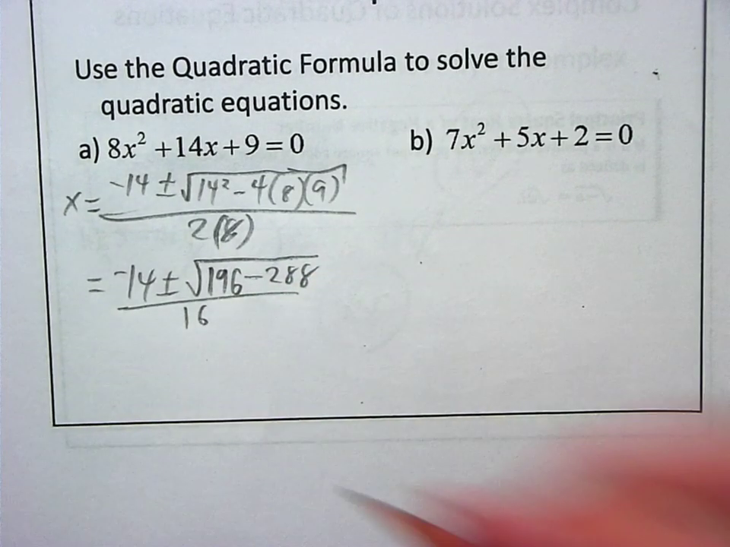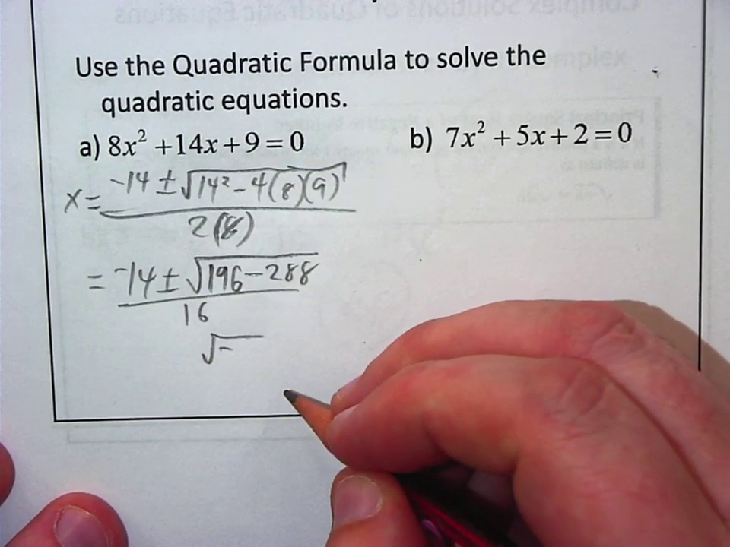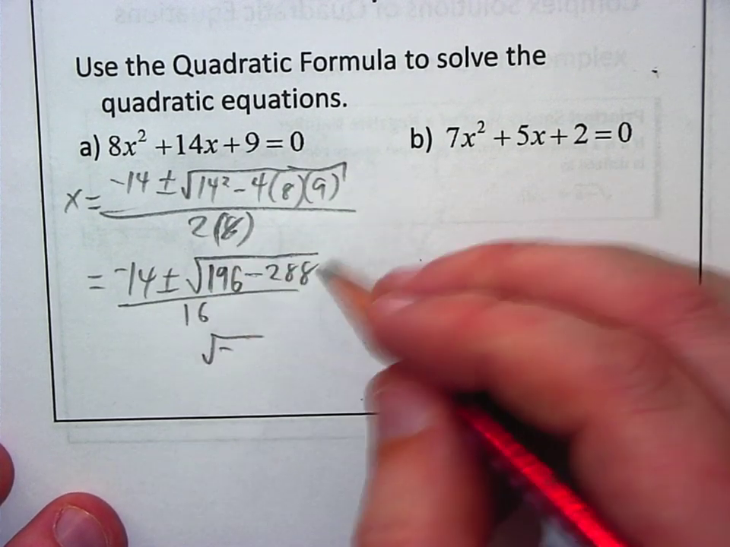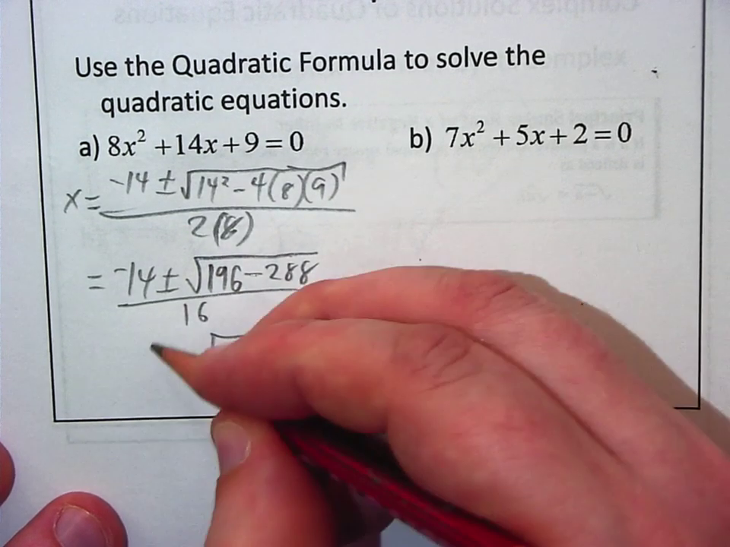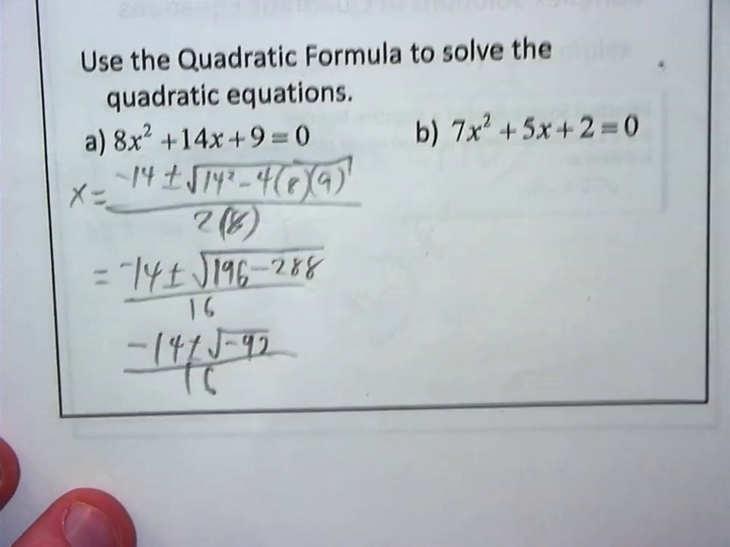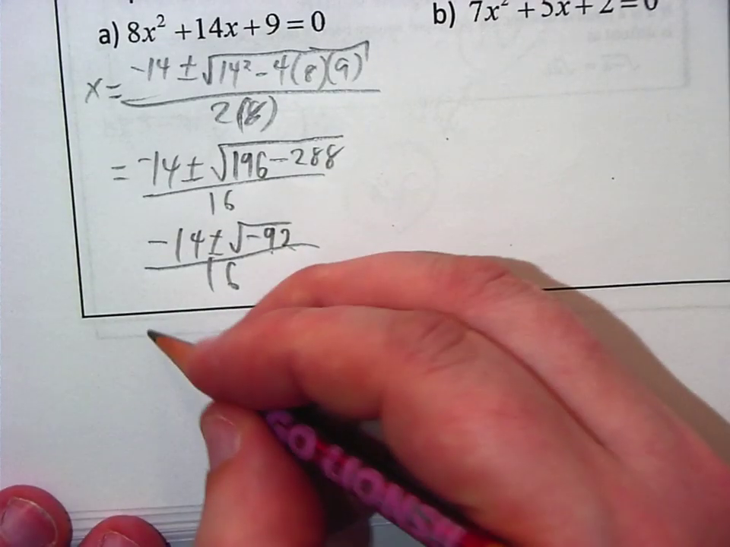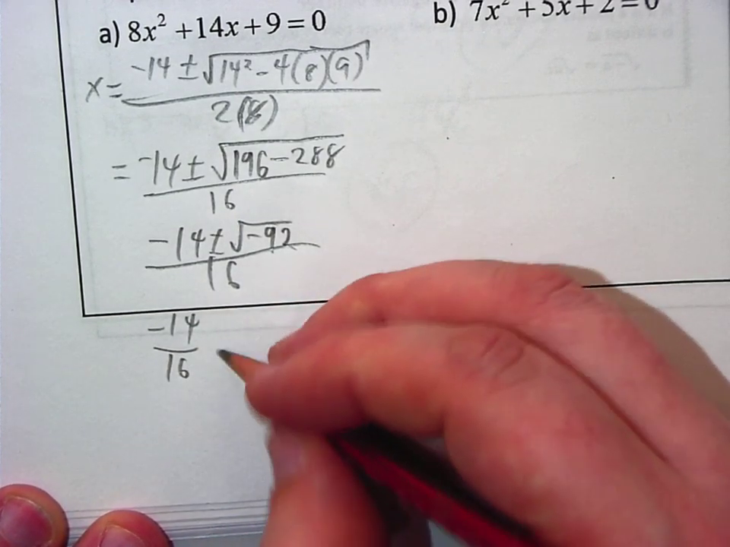196 minus 288. Negative number. It's 4 to 200, then 88 more. 92. I'm just starting out. Okay. Over 16. Now, go for the simplification. Negative 14 over 16 will simplify.